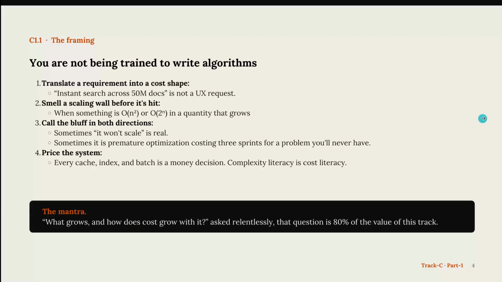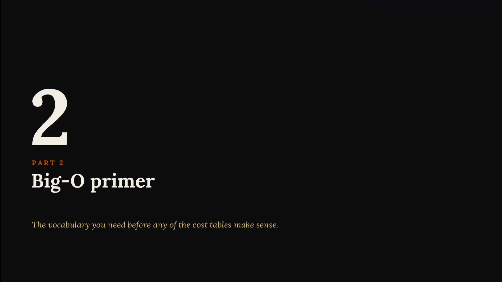So first we are going to look at and understand something called Big O primer. We'll understand what a Big O notation is, because that's the vocabulary we'll be using across with engineers, with ops teams, with the CFOs, whenever a conversation about cost comes.